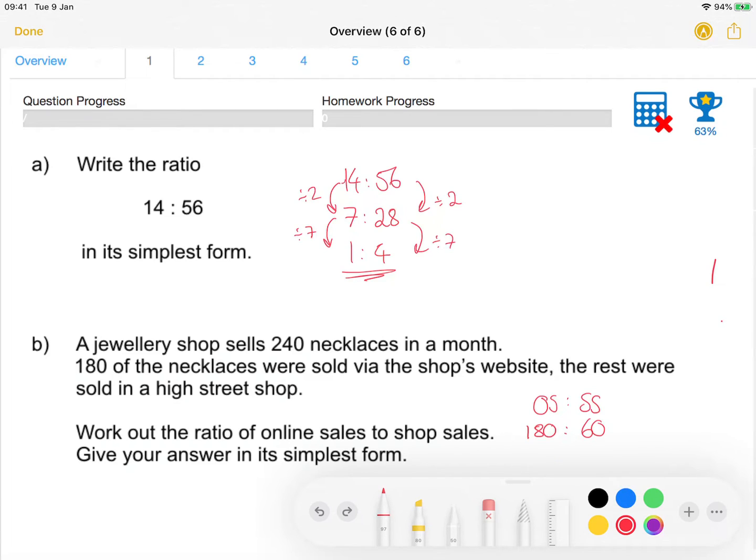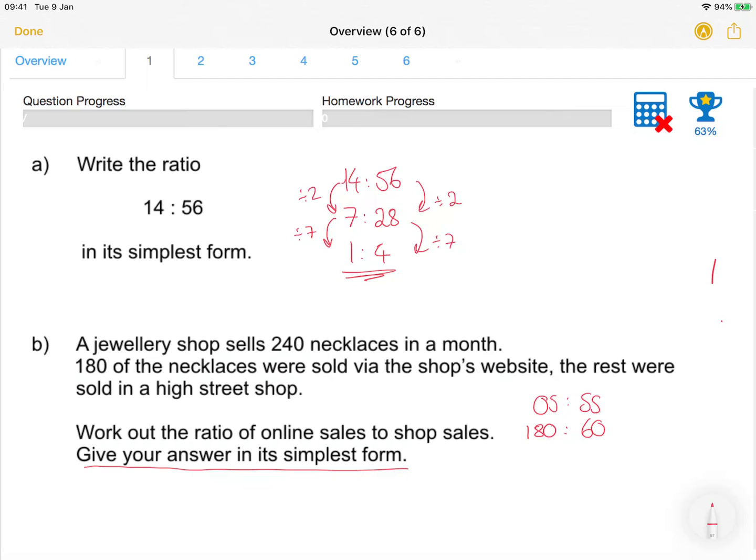The reason I might not have the right answer yet is because it says give your answer in its simplest form. So I can see that they're both going to 10 because they both have a 0 at the end, so I can divide them by 10. And then now it might be a bit easier to see that they both go into 6. So I'll just put in my working here. 3 to 1. If you're not getting it right in Mathswatch, maybe try it that other way. What is your ratio of online sales to shop sales? So it should be right, what I've done there.